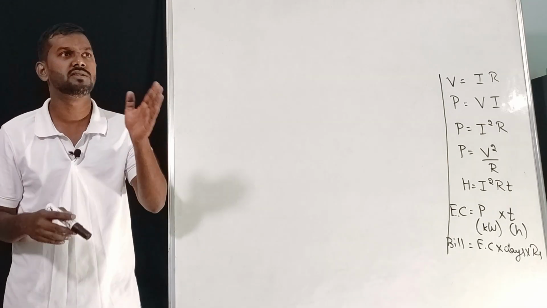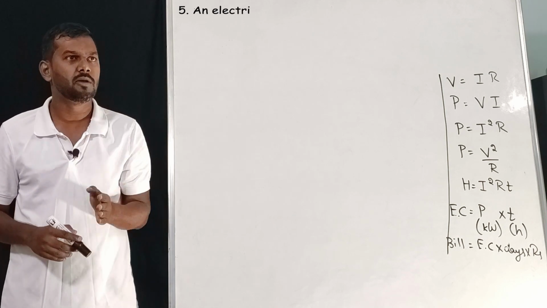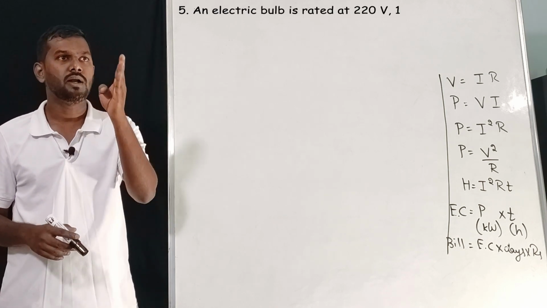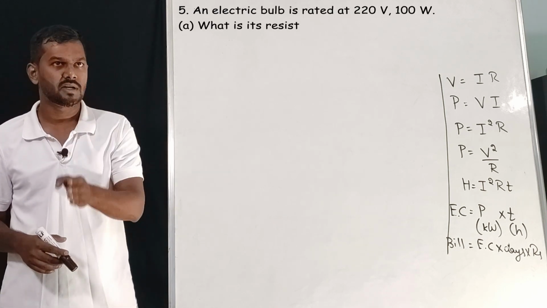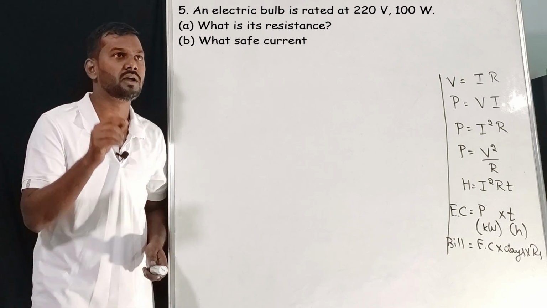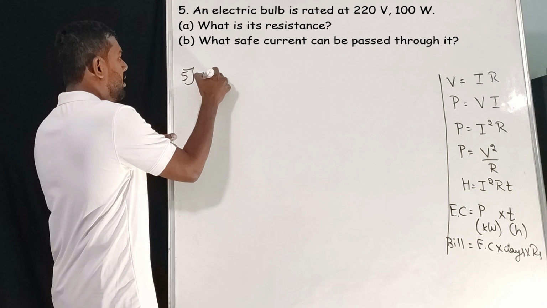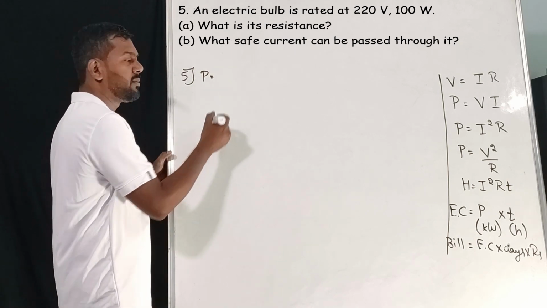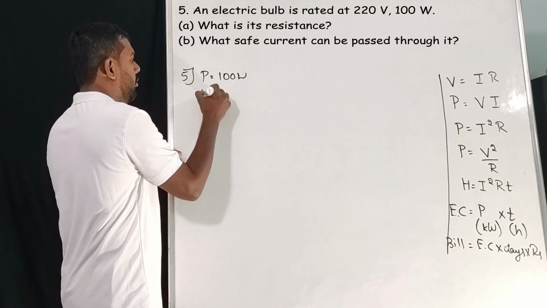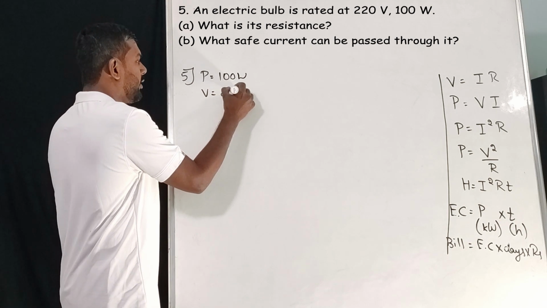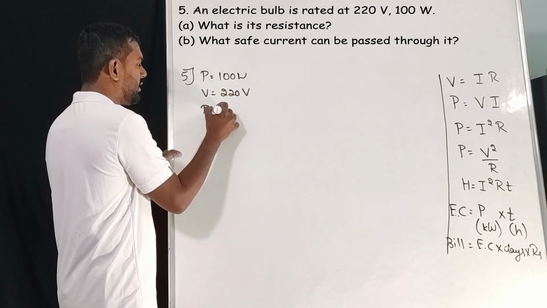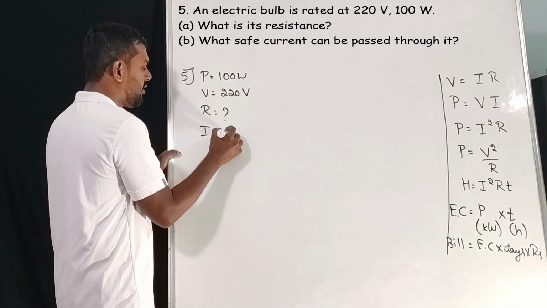Question number 5. This is also a very easy question. An electric bulb is rated at 220 volts and 100 watt power. What is its resistance? What is the safe current that can be passed through it? Very simple. Listen. Question number 5. Power is given, that is nothing but 100 watt. Voltage is given, that is nothing but 220 volts. We need to find value of R and we need to find value of I.